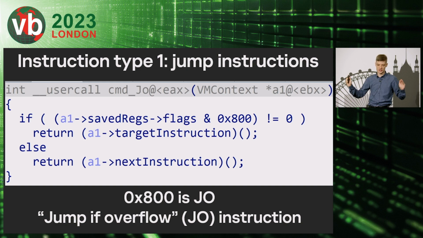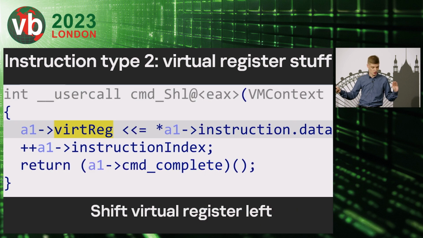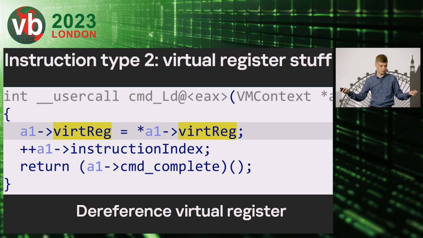Now, there is a second type of instructions. They perform various calculations, and they make use of a virtual register. On x86, we have 8 general-purpose registers: EAX, EBX, ECX, EDX, and so on. But this architecture has only one virtual register. Here is an instruction that adds a number to a virtual register. There are similar instructions, like shift the virtual register value left or right, or dereference the virtual register.